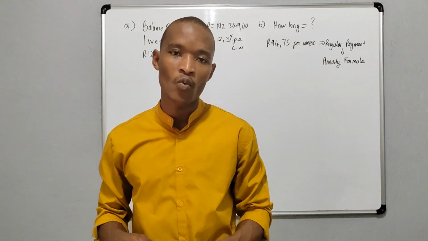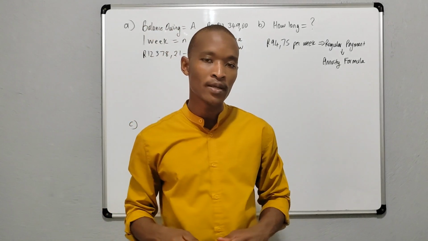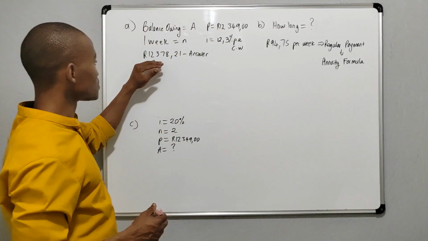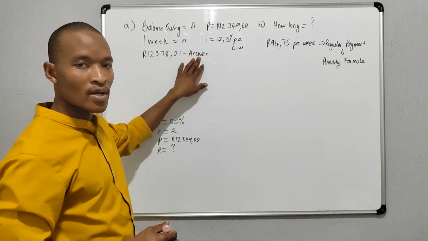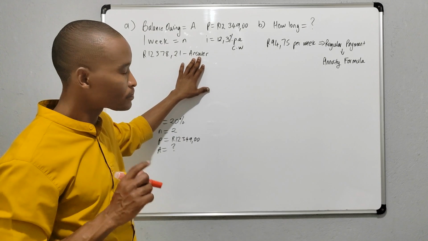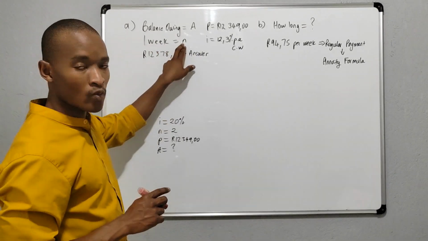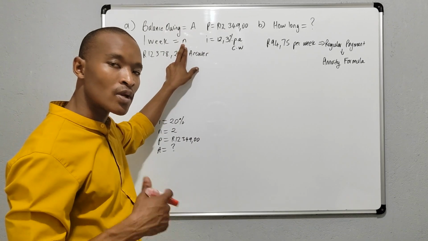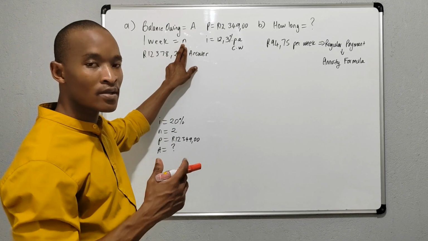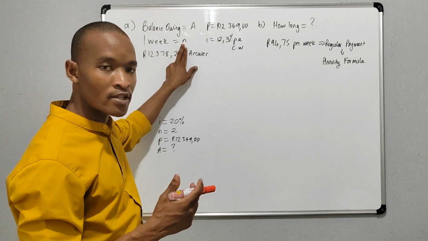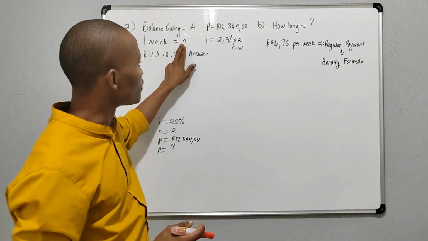Question A. We are asked to show that the balance owing after 1 week will be 12,378 and 21 cents. This is the answer that we must achieve, right? What is given? We are given the time period, 1 week. It's a credit card, so it will accumulate interest. And obviously, the payment periods here are weekly as per agreement between this person, Busi, and the bank itself.